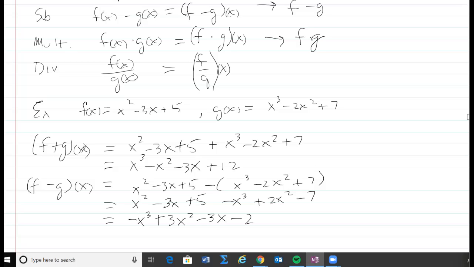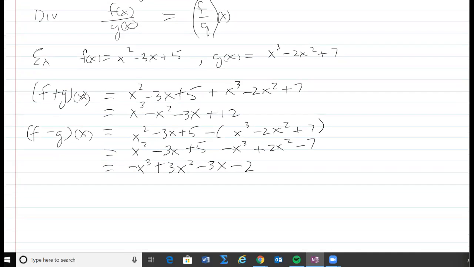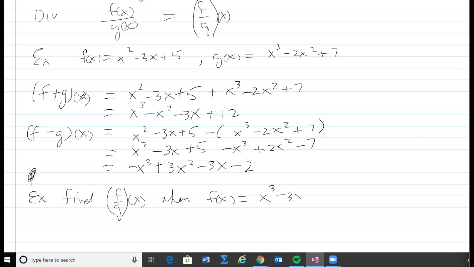Okay, let's do another operation. Let's do the multiplication. You know what? That's going to be a long problem, so let's take another example with a couple different functions. Let's find f over g when f of x equals, let's say, x to the third minus 3x squared plus 1, and g of x is equal to, let's just say, x squared minus 5.